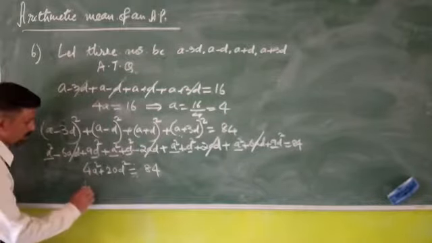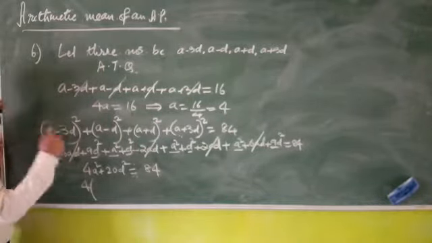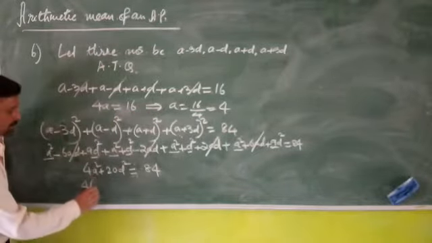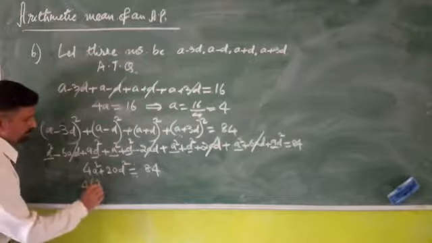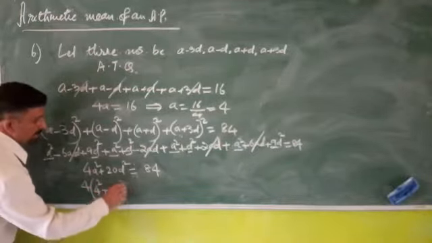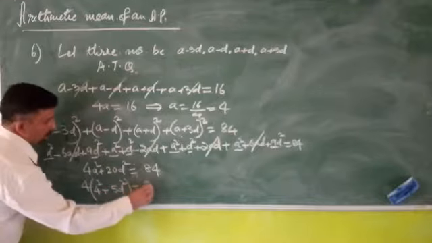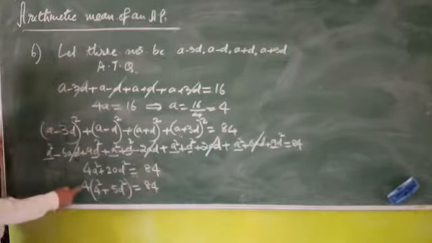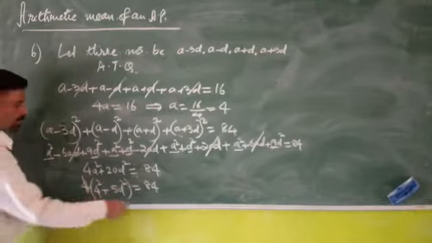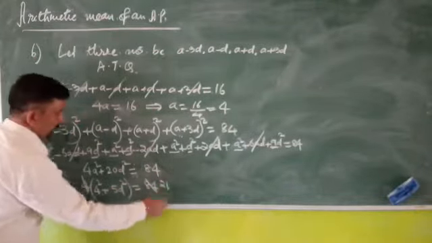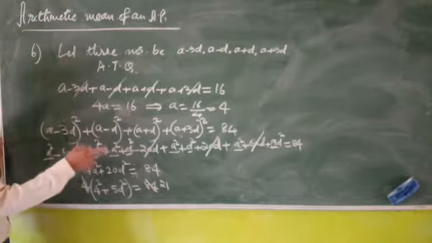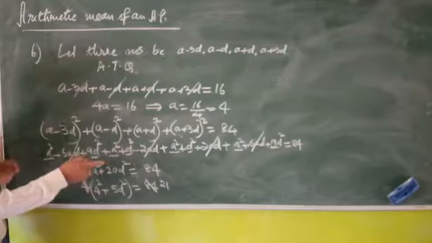So 4 is out. And at the same time, I will also put the value of a. This will become 4² + 5d² = 84. Now this 4 will go to the right side and will be simplified. We'll divide this 84, so I am doing it here only. This is becoming 21. After this, you open the bracket and this 4² will go to the right side. Is it understood? Yes, sir.